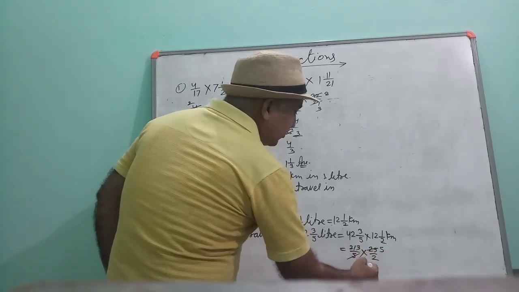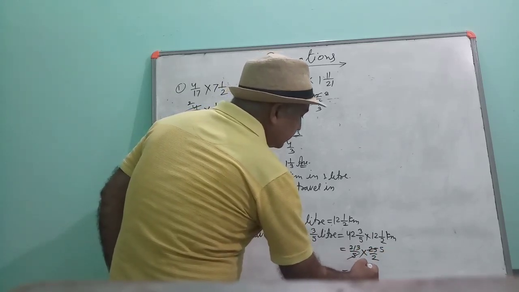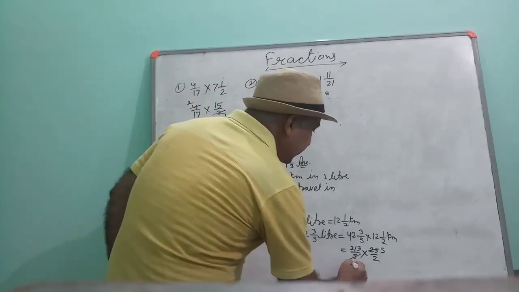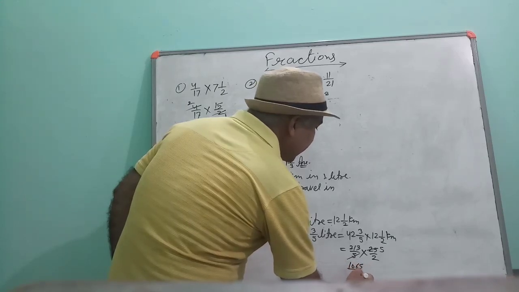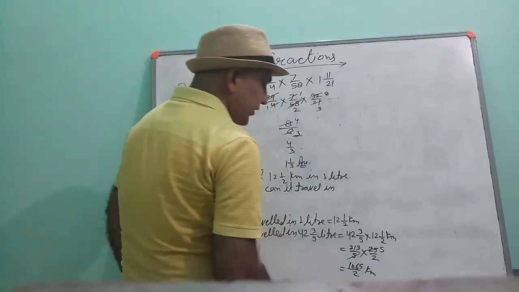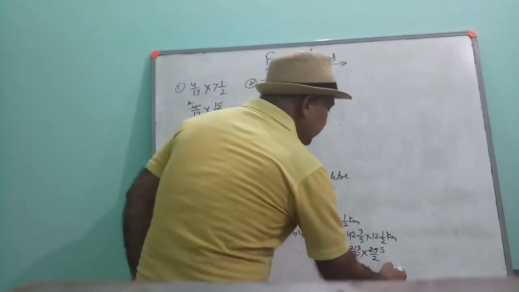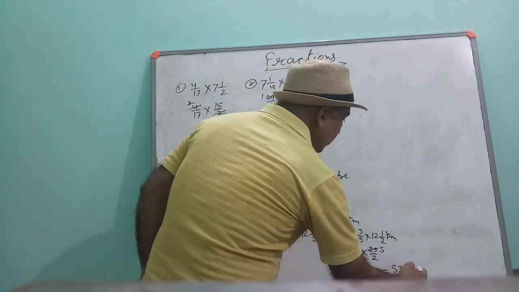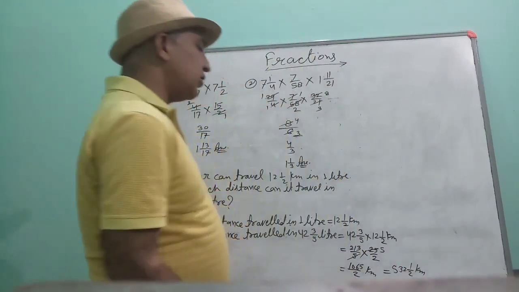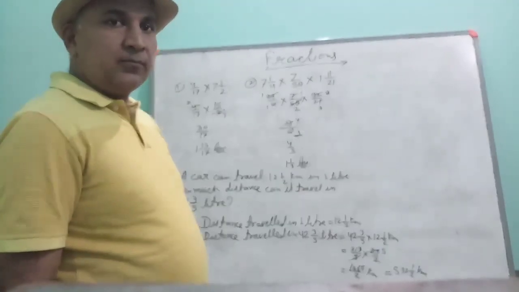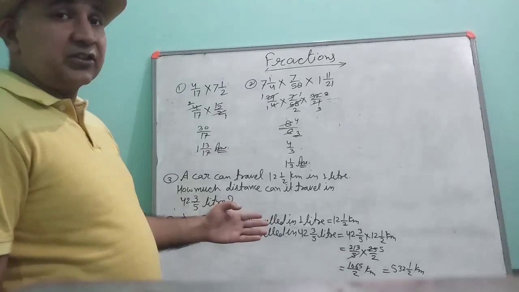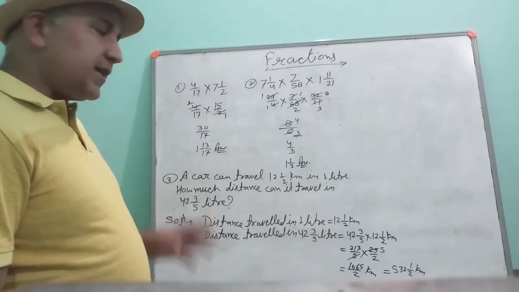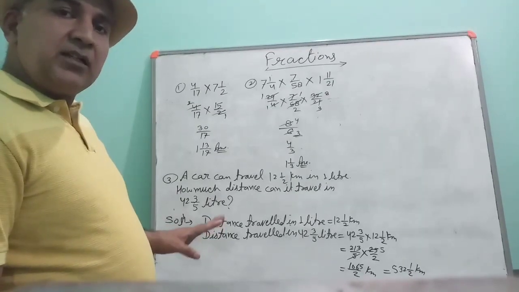Now 5 into 213, 1065. When you multiply it, 1065 is divided by 2. This kilometer. Now again convert it into improper fraction. 2, 5, 10, 3, 2. 532 into 1 by 2 kilometer. Understood? You can see this is the simple multiplication. These type of questions you have done in rational number chapters. Same method. The question solving method is same.